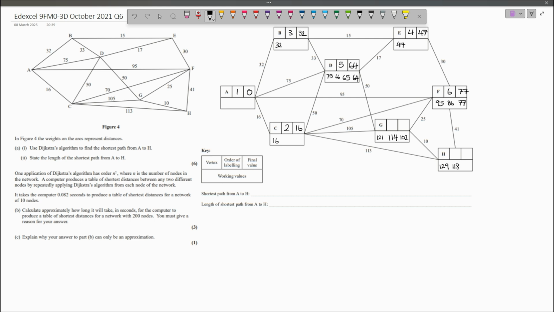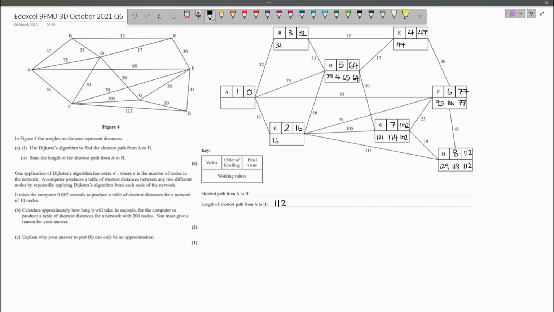I'm now going to visit G. G is being visited 7th with final value 102. So I've got to update the working values of all the vertices that haven't yet been visited that are connected to G. That's going to be H with a working value of 112. So finally I'm going to visit H last, and it has a final value of 112. So I know the length of the shortest path from A to H is going to be 112.